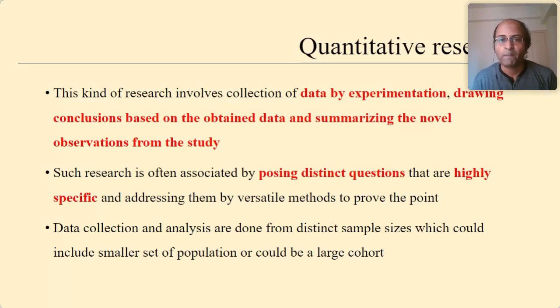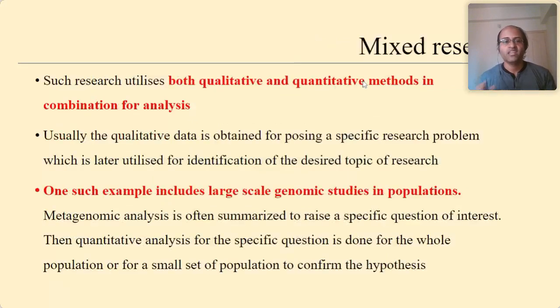Then you have the mixed research. Now, in case of mixed research, the mixed research is a combination of both qualitative and quantitative methods for analysis. Usually the qualitative data is a collection from the literature. Once you collect the whole data, that data is utilized for identification of the desired topic of the research. So you first collect the data, you frame your hypothesis. Once you have the hypothesis, then we proceed ahead to do quantitative research.